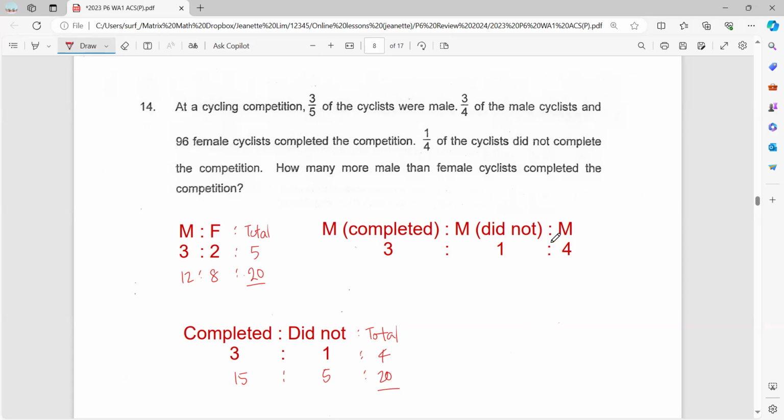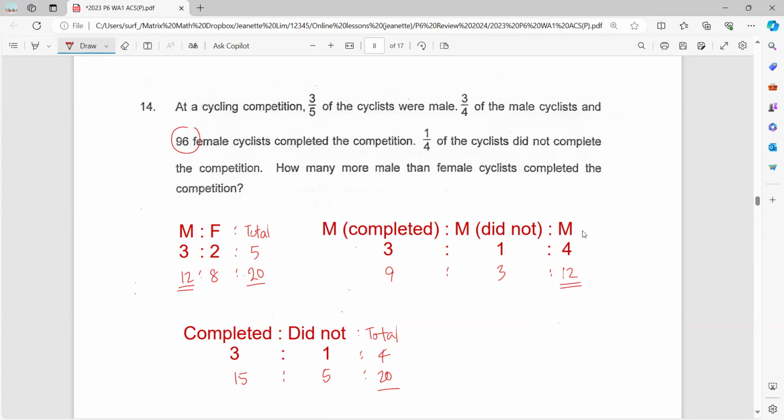Then the next thing I need to make the same is the total number of males, which is the 4 units here. Total number of males here is 12, so I'll change this to 12. So times 3. Okay, I'll just underline the common base so that I know I have made the common base the same already. All right, there's only one value given in the question, which is 96. 96 is the number of female cyclists that completed the competition.